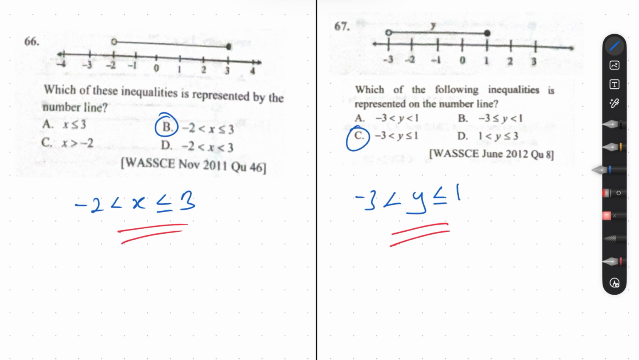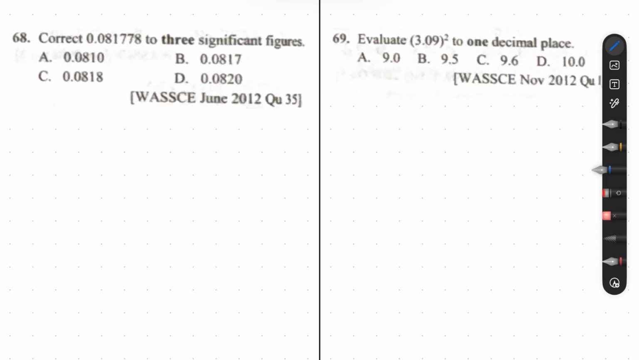All right, let's move on to question number 68. The question says, correct 0.081778 to 3 significant figures. Okay, so let's write that down.